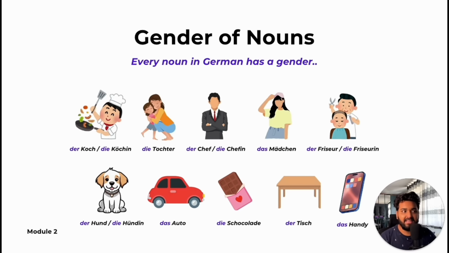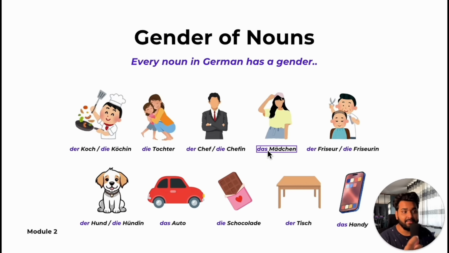Every noun in German has a gender. For example, der Koch, die Köchin. Der Koch is the male version of cook. Die Köchin is the female version of cook. Die Tochter. This is the German word for daughter. Der Chef or die Chefin. Der Chef is the male version of boss and die Chefin is the female version of boss.